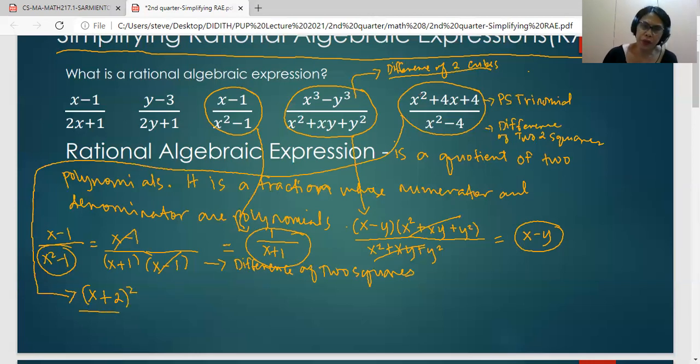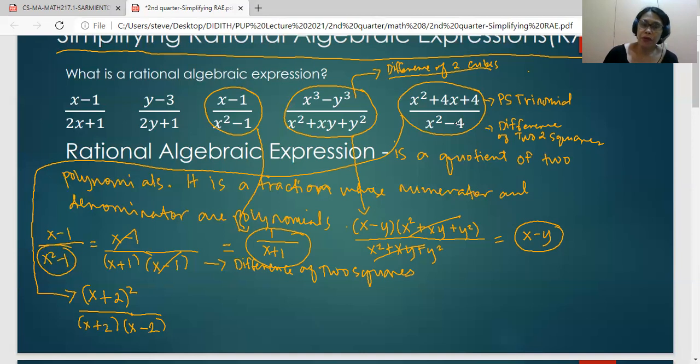For the denominator, this is the difference of two squares. So the factors are the sum and difference of the same two terms. So we will extract the square root of both terms, the square root of x squared and the square root of 4. So we have two binomial factors here, the product of the sum and difference. One is addition, the other one is subtraction. The square root of x squared is x, while the square root of 4 is 2. So these are the factors.